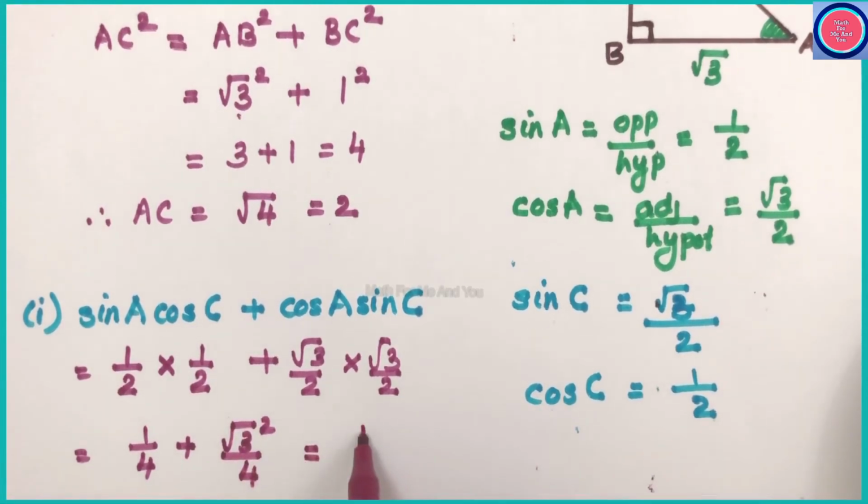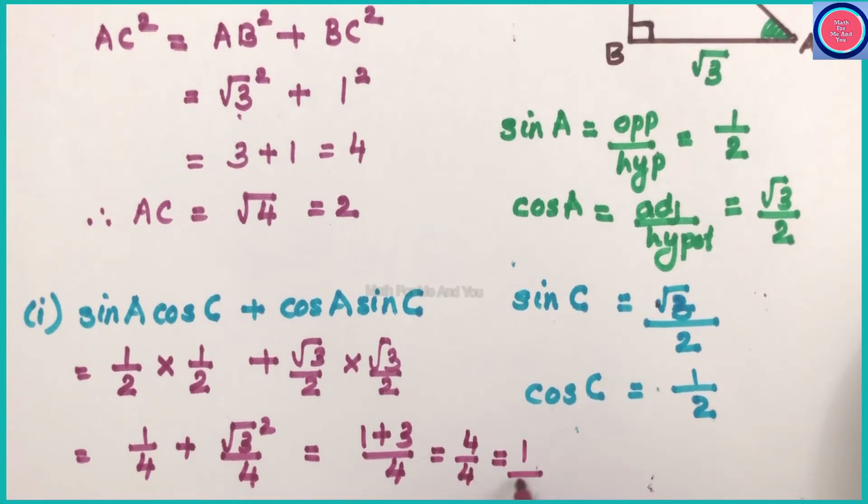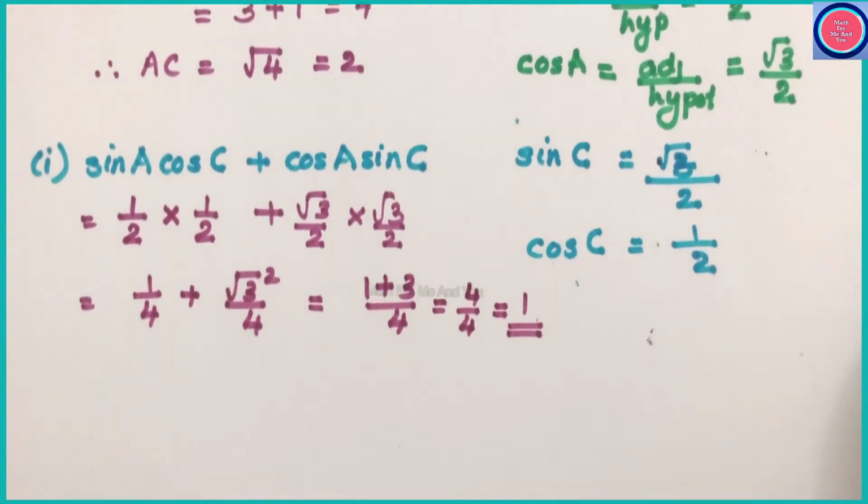So 1 plus root 3 square is 3. Both having same denominator 4. That is 1 plus 3 is 4, divide by 4. So we get the answer 1. Sin A cos C plus cos A sin C is equal to 1.